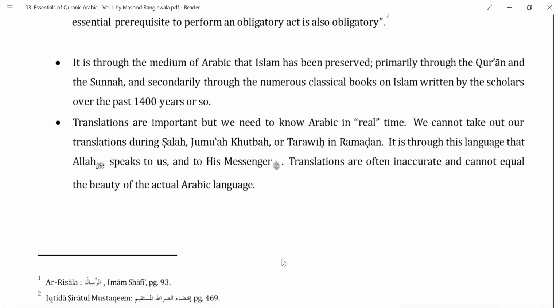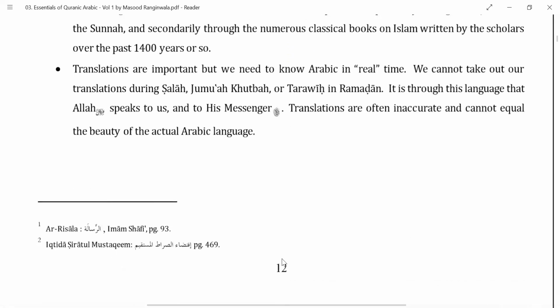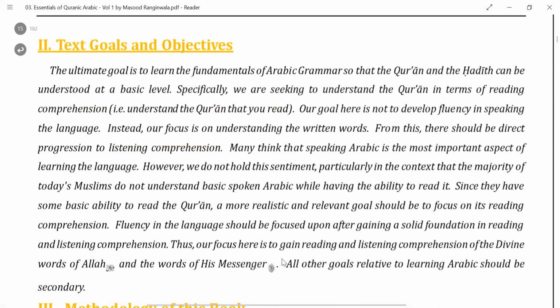And there are many things which translations cannot cover. In any language you translate it, it cannot cover the actual beauty of this Arabic language. And that is why we need to learn the Arabic language.